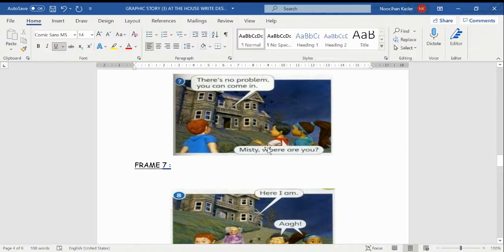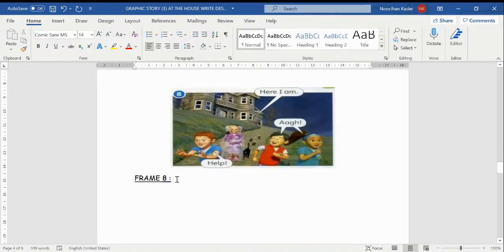And Whisper is worried about Misty, so he asked Misty, where are you? So this is actually an advice, and this sentence is actually a question. It's not a description. This is a question, and this is actually an advice. There's no problem. So there is no description in frame 7. Okay, let's look at frame 8.